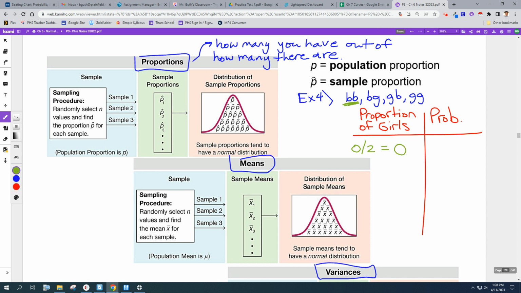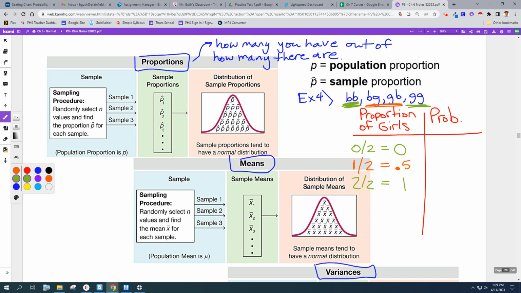And then I might look at these two taken together, there's one girl out of the two children. I think MyMathLab is going to want a decimal, so that's 0.5. That proportion is 0.5. 0.5 of the children are girls. And then, of course, this item, 2 out of 2 are girls. That reduces to 1. That's proportion.